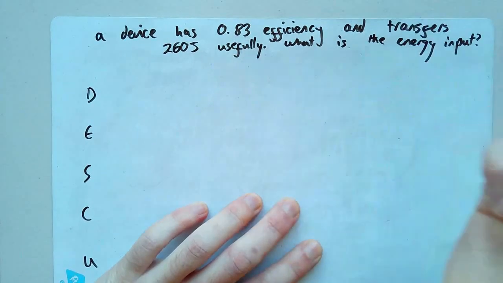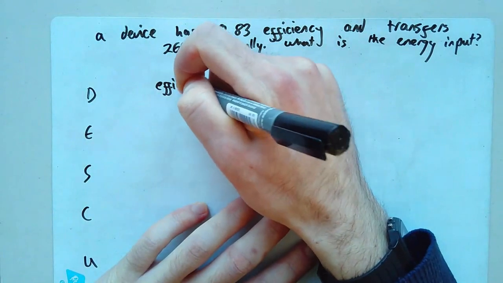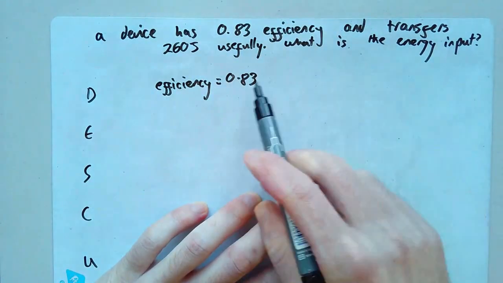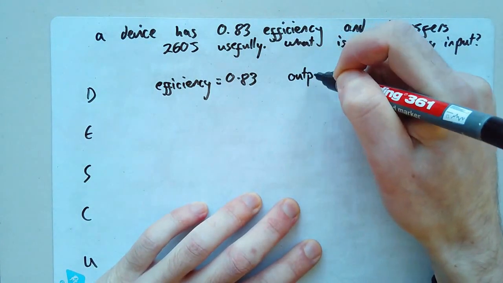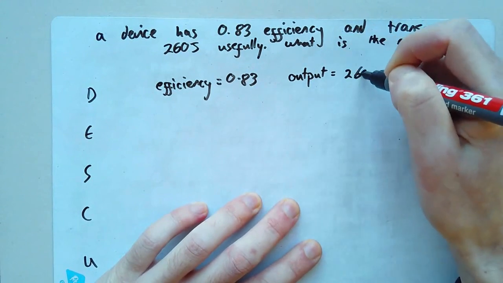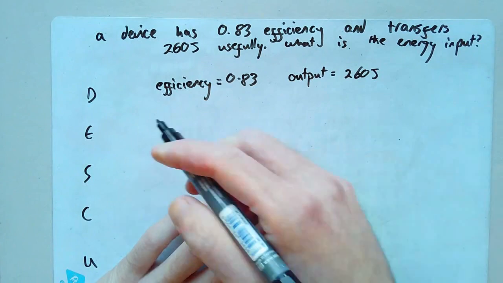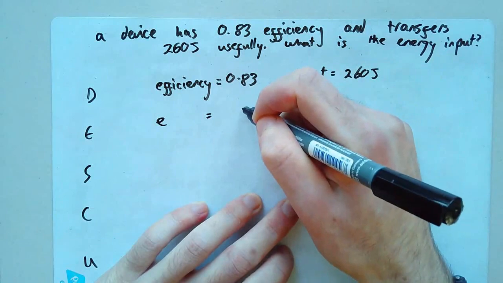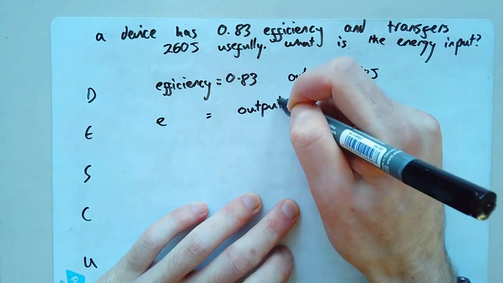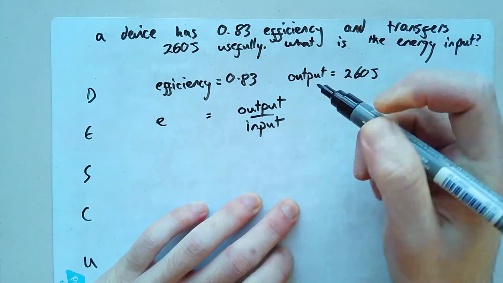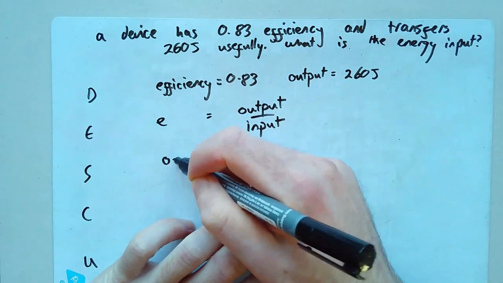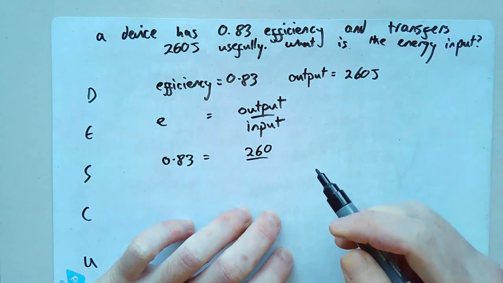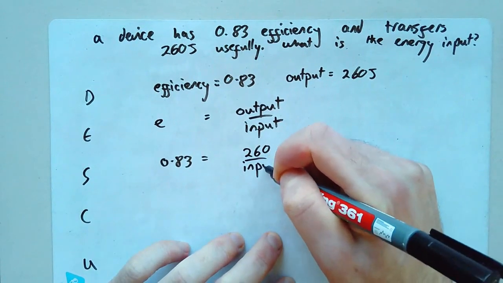My data: I've got efficiency equals 0.83, and my useful output is 260 joules. How much energy went in? So I write out the equation, E for efficiency equals output over input, and I substitute, which gives me 0.83 equals output, which is 260, divided by my input, which is what I'm trying to figure out. I don't know what that is.